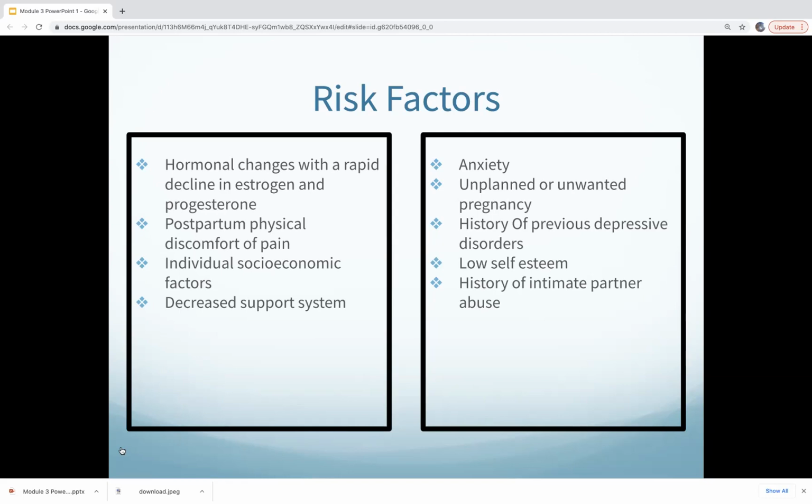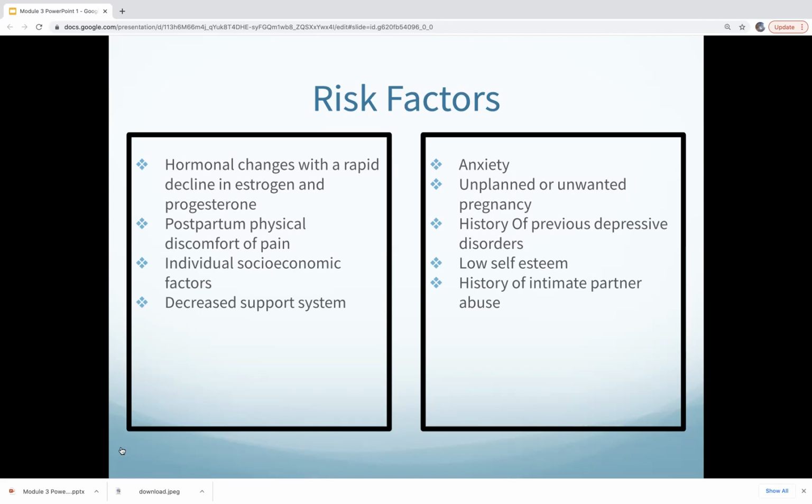The physical postpartum pain. If someone had a C-section, someone has severe hemorrhoids, somebody has a severe laceration, episiotomy, there's afterbirth pains, right? Socioeconomic factors, financial, where she's living. Are they living from paycheck to paycheck, barely making it, living with others because they don't currently have a home, all those types of things, decreased support system.